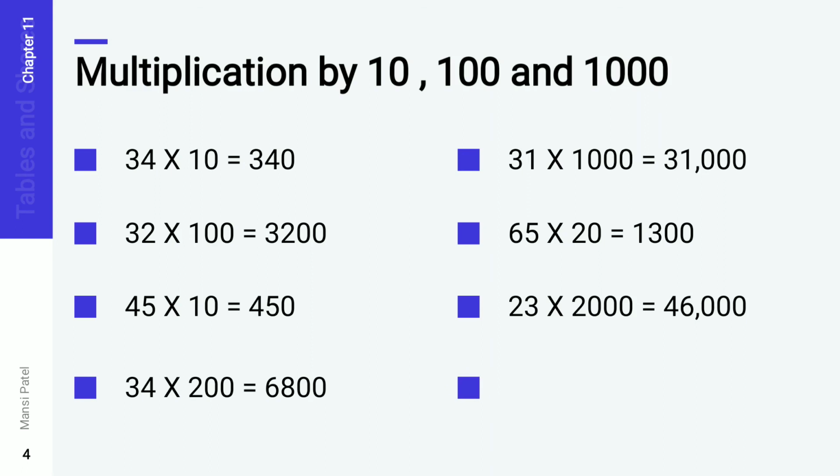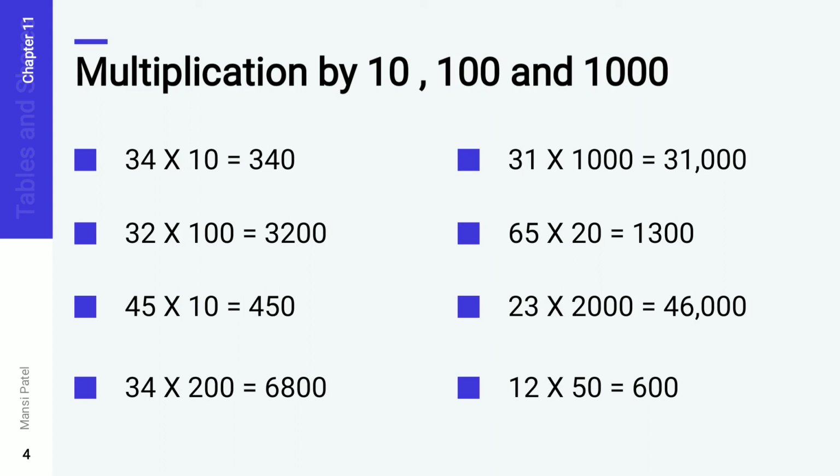Now in the next, 12 multiplied by 50, that you have to find out. So first, what do you want to do? You have to do the first multiplication of 12 and 5. 12 5s are 60. And in 50, how many zeros are there? One zero is there. So you have to write down only one zero after the answer.